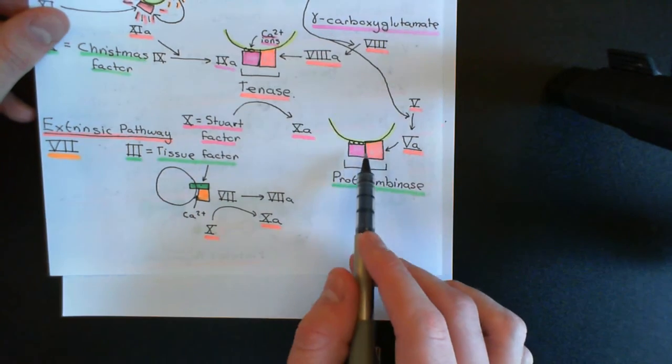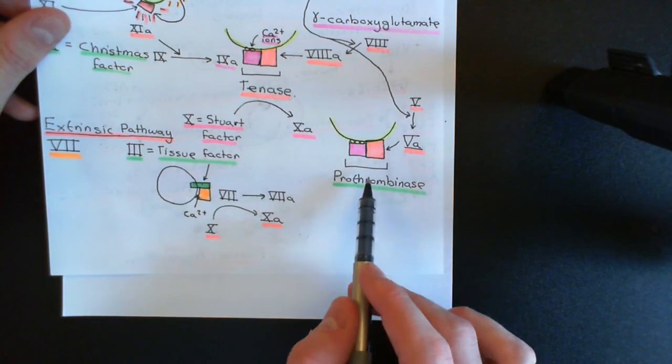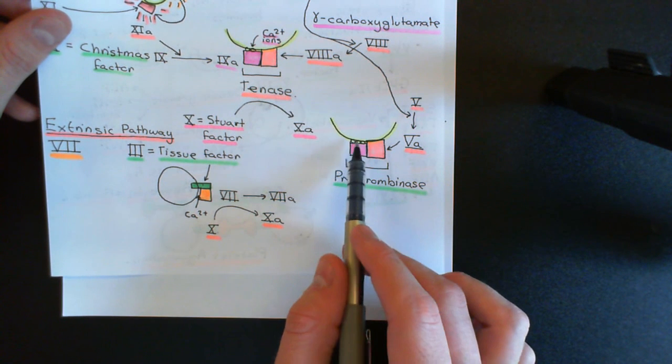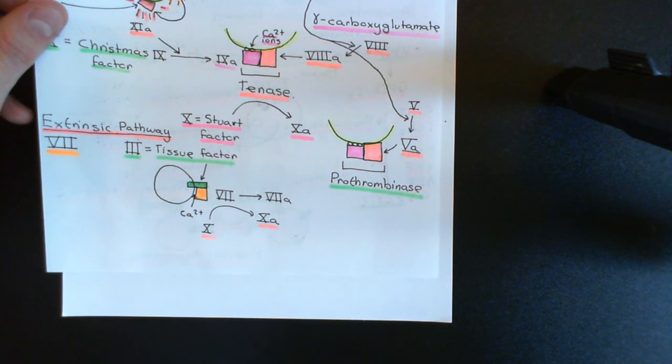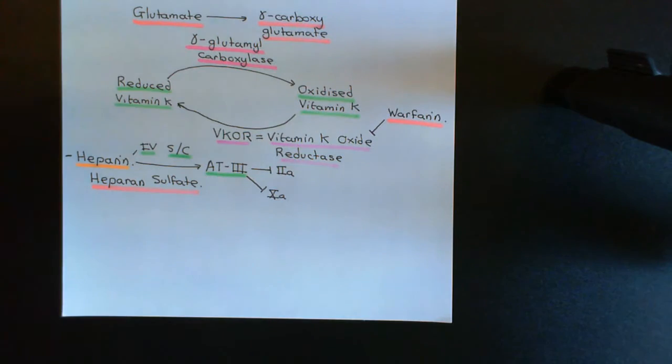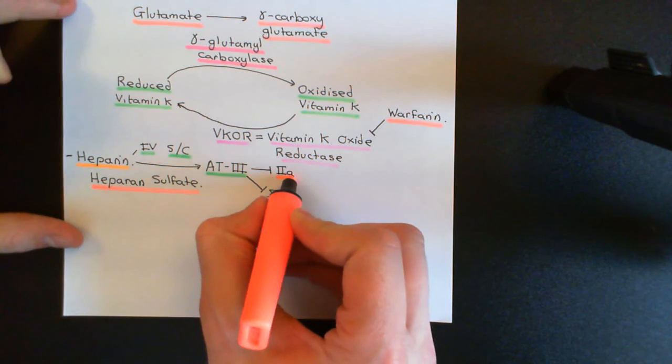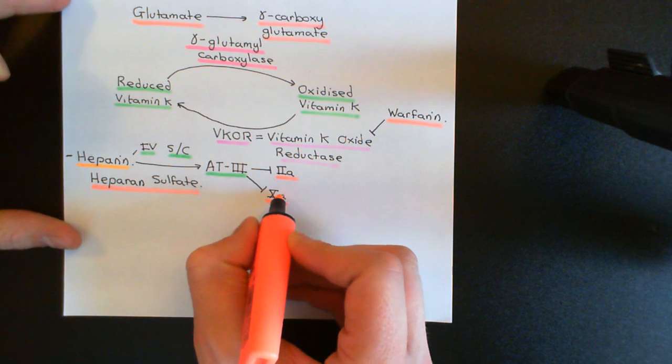Factor 10A is the one that forms the prothrombinase complex with factor 5A and calcium on the surface of activated platelets to activate factor 2 prothrombin into thrombin. Okay? Antithrombin-3, once activated, can inactivate both of these.